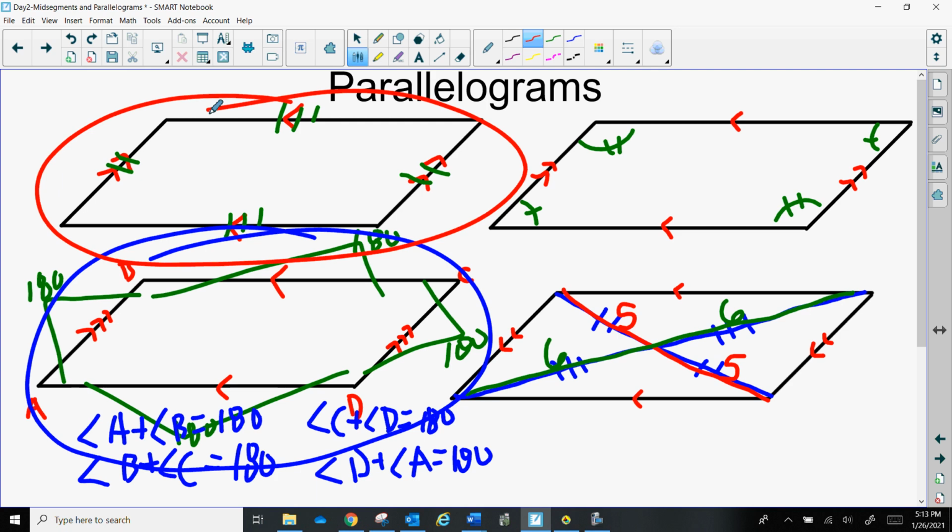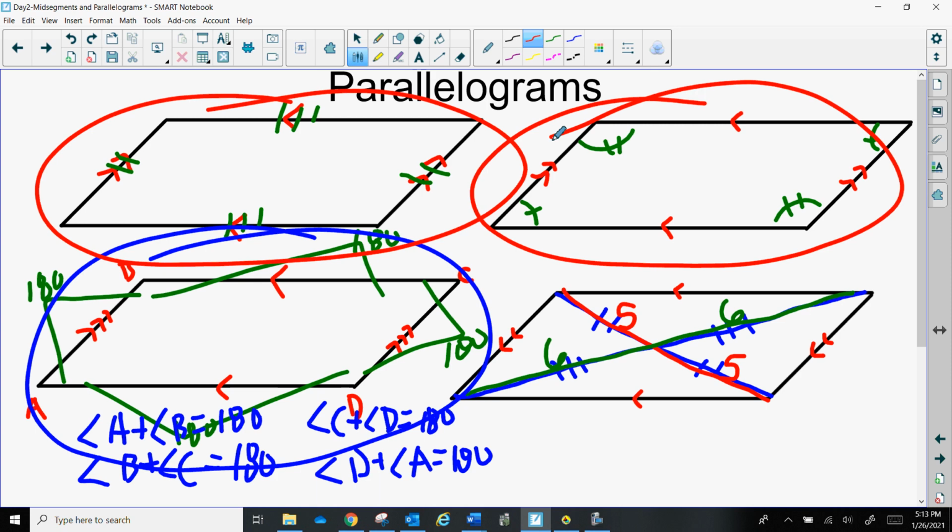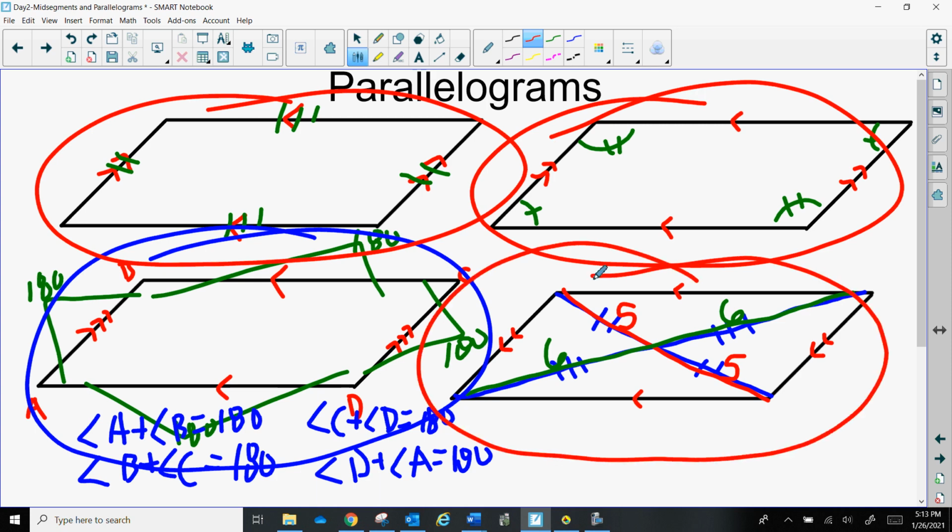Okay, how do you say this one in words? Opposite sides are congruent. How do you say that one right there? Opposite angles are congruent. And how do you say this one right here? The diagonals of a parallelogram bisect each other.